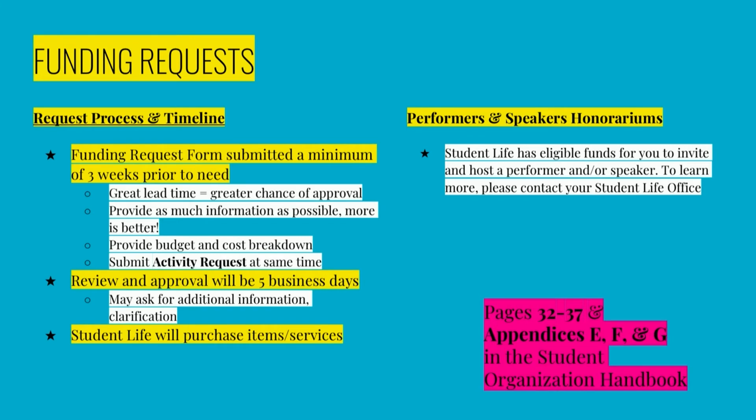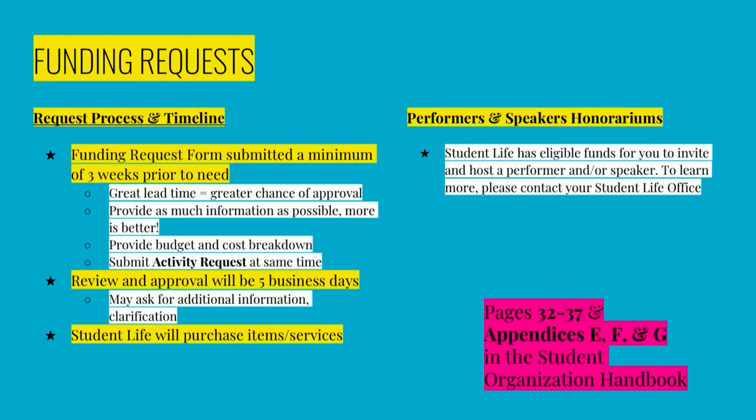Along with your activity request form, another form you may be submitting is your funding request. Be aware that the funding request does have a little bit longer lead time than your activity request. We need the funding request submitted at least 3 weeks prior to your need. The more lead time you can give us, though, the better, as there's a number of processes and procedures that we have to follow within Pima Community College. We'd like you to provide us as much information as possible. More is always better in this case.